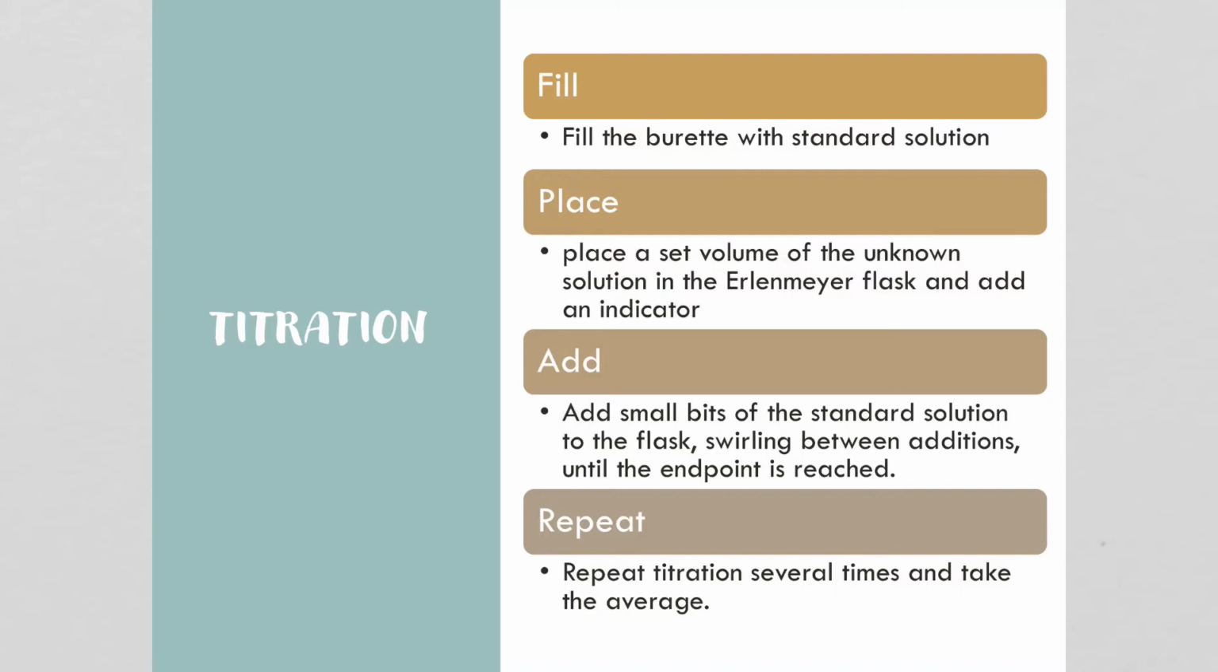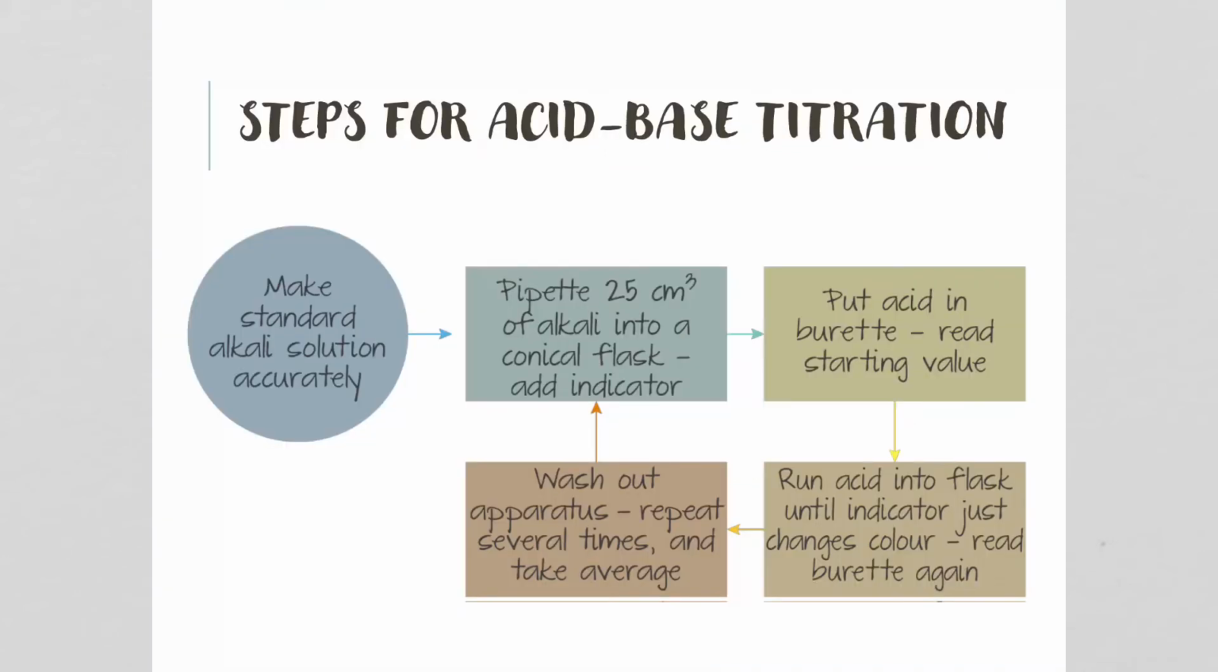And then you're going to add small bits of the standard solution to the flask, swirling between additions until the end point is reached. And you'll repeat the titration several times and take the average, because it is very difficult to reach the correct end point, because the indicator will change color in an instant, and you may have added a drop too more or too little. So to do multiple titrations would be best.